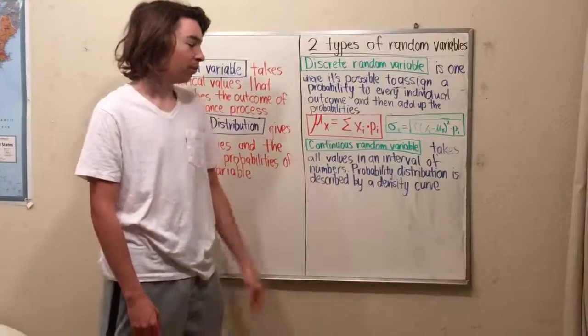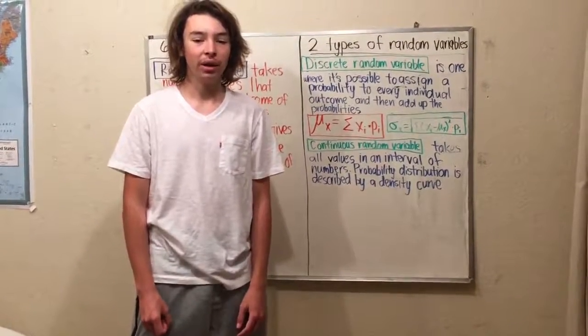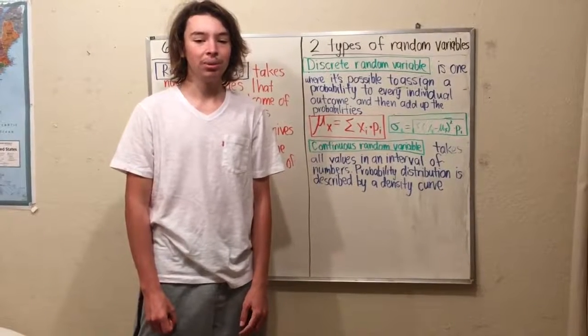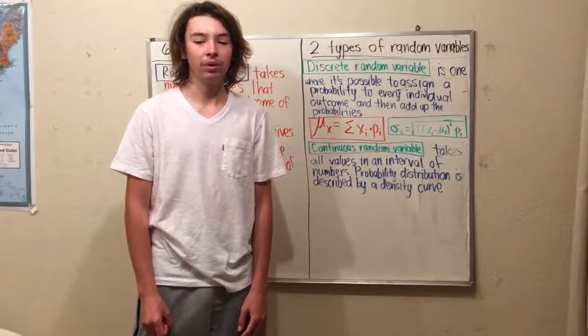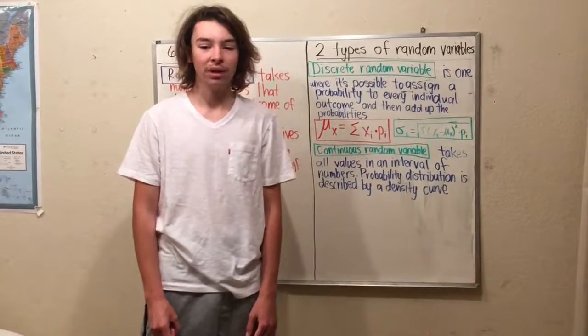The second type of random variable is a continuous random variable. A continuous random variable x takes all values in an interval of numbers. What this means is that in the interval there are an infinite number of values that x could take. The probability distribution for x is described by a density curve.